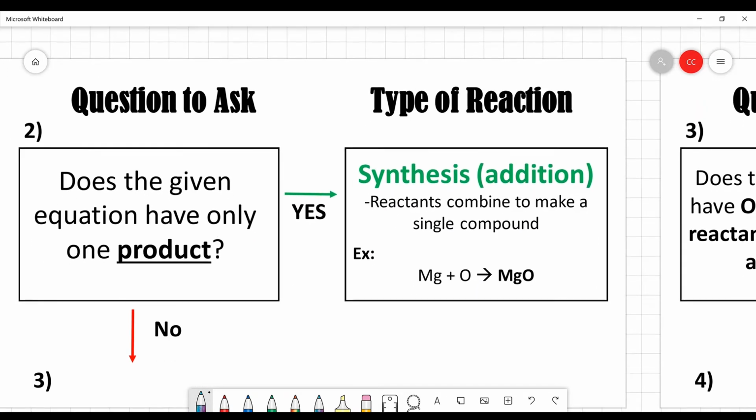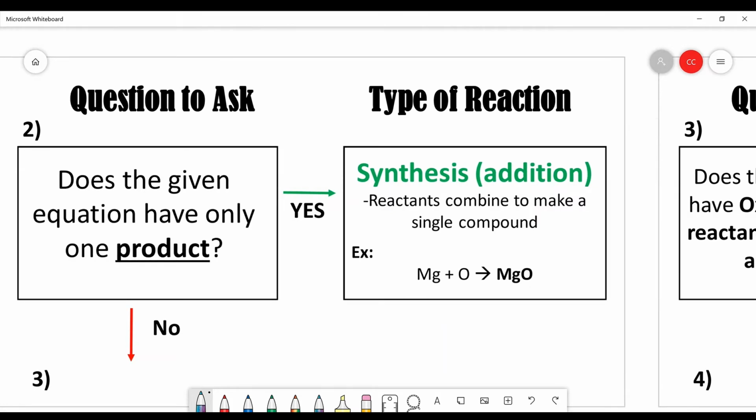The next one, the question for the next one. Does the given equation have only one product? That's what's on the right. If the answer is yes, we have synthesis. We built something. Reactants combine to make a single compound. So magnesium plus oxygen yields magnesium oxide. So we took 2 parts and made another one. The term synthesis means to make. So decomposition breaks down, synthesis builds.